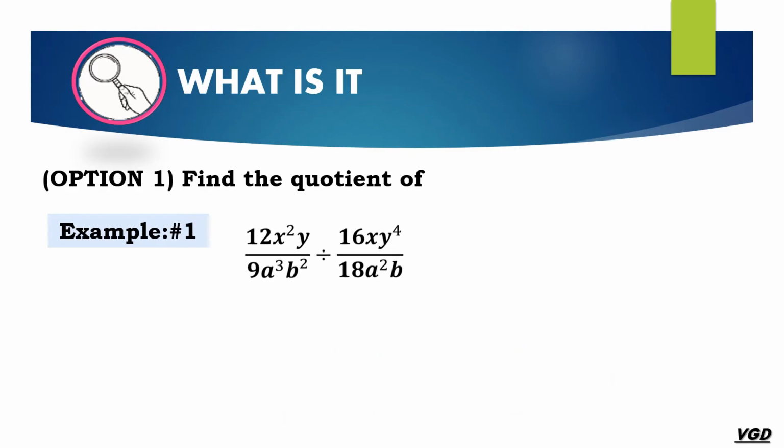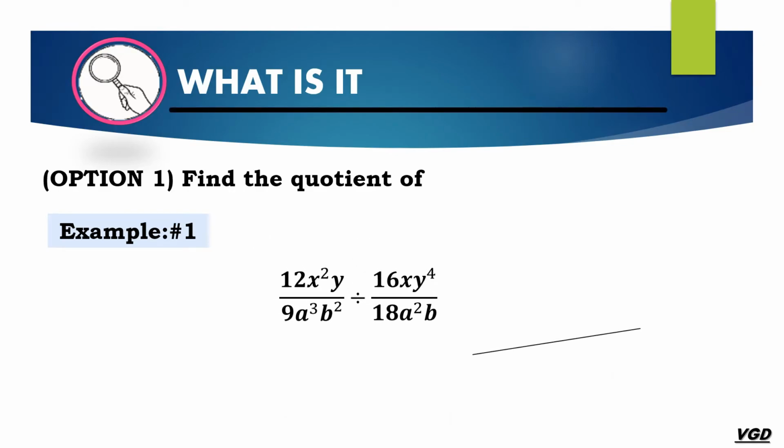Therefore, the quotient of 12x squared y over 9a cubed b squared divided by 16xy to the power of 4 over 18a squared b is equal to 3x over 2aby.